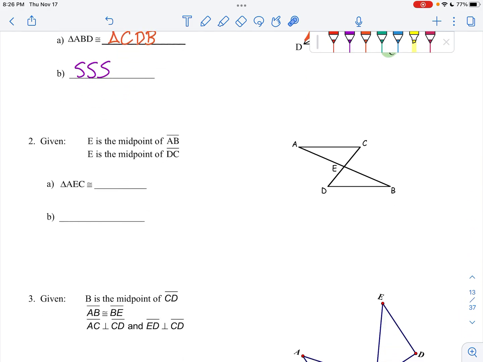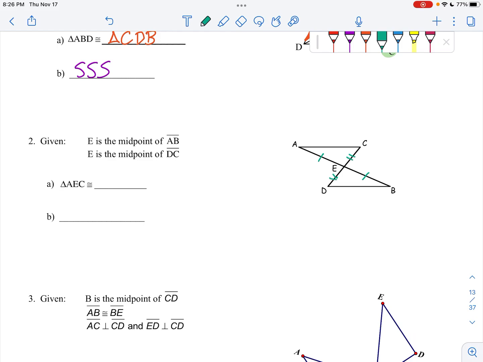All right, now let's look at this one. Let's put this information on our diagram. E is the midpoint of AB, so these two pieces are equal. E is the midpoint of DC, so these two pieces are equal.